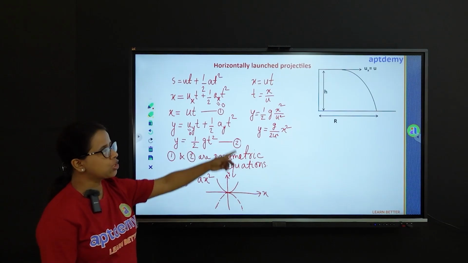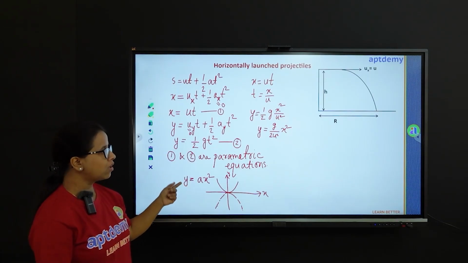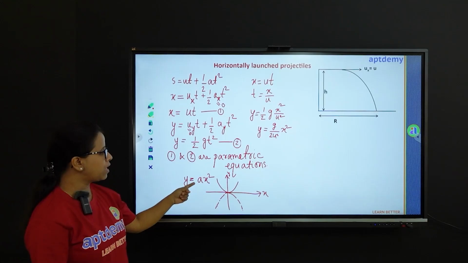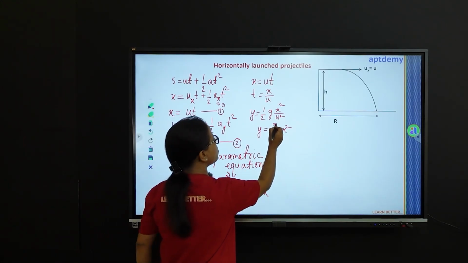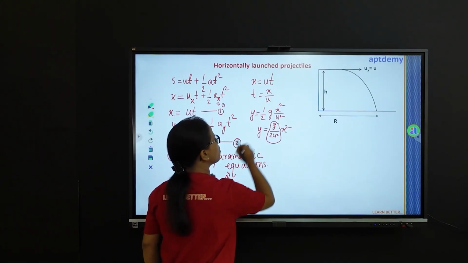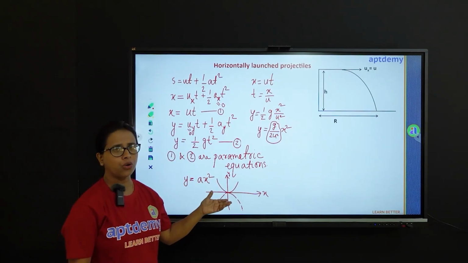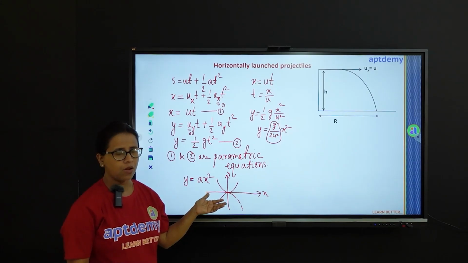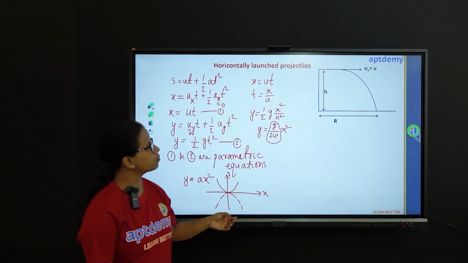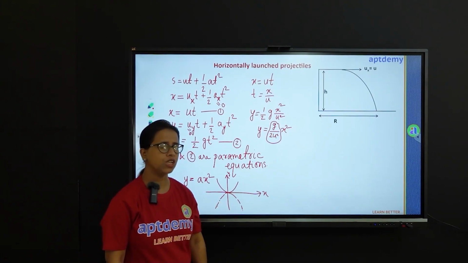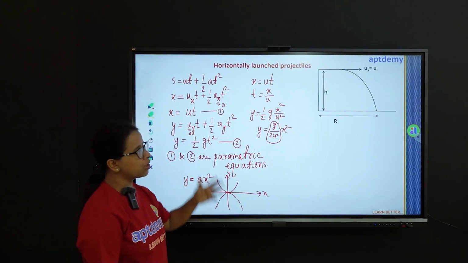So, doesn't this equation represent a parabola? You can compare the two equations. In place of a, we have g by 2u squared. So, yes, Galileo was correct. The path followed by a horizontal projectile is parabolic. Now, there are other parameters which can be calculated using the equations of motion.